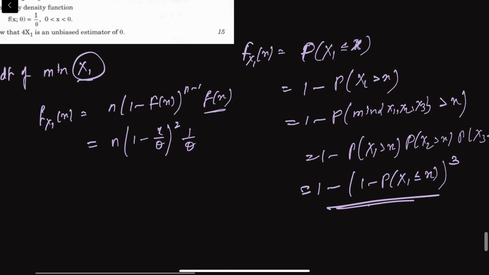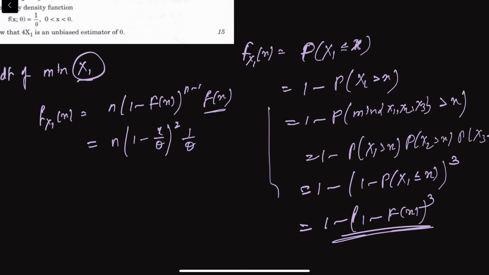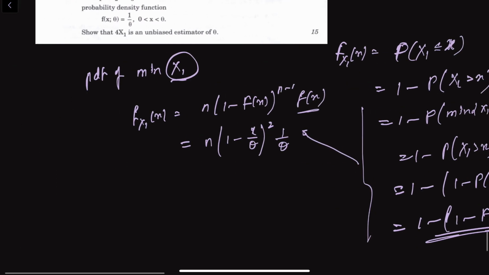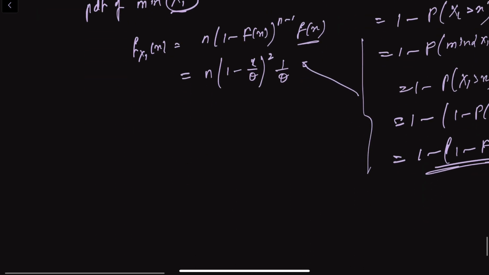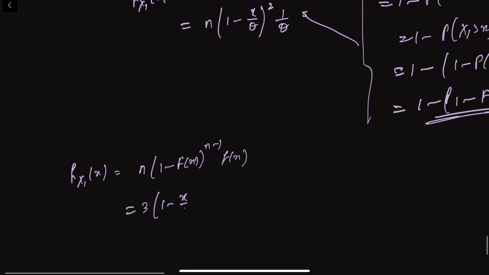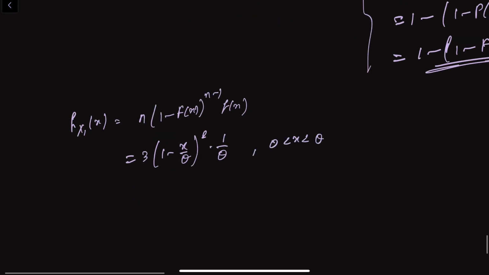So if I differentiate, I will get this particular thing. This is 1 minus F of x whole cube, and if I differentiate, I will get the density this way. So f X1 of x is n into 1 minus F of x whole to the power n minus 1 into small f of x. And here the random sample is of size 3, so the n value is 3. So the density of the minimum order statistic is 3 times 1 minus x by theta whole square into 1 by theta for 0 less than x less than theta.